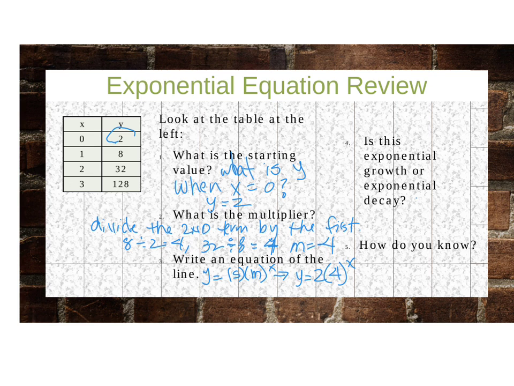If the multiplier is greater than 1, it is growth. If it's less than 1, it's decay. You can also tell when it's growth, it goes up. As x increases, y increases. When it's decay, y will go down as x increases.